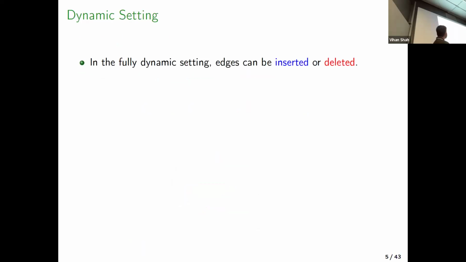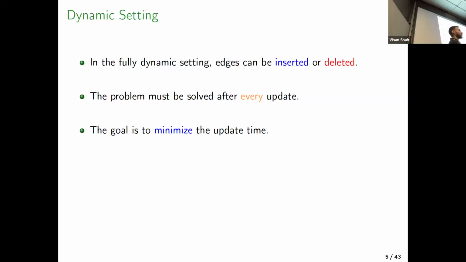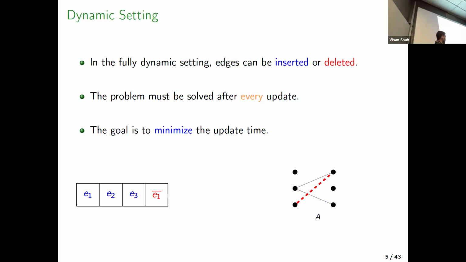All right. So let's talk about the dynamic setting. In the dynamic setting, edges can be inserted or deleted, and you want to solve the problem after every update. The goal is to minimize the total update time. So let's do an example here. You have these edge insertions, then you could also get deletions. And after every update, you want to output the total number of 4 cycles in the graph.